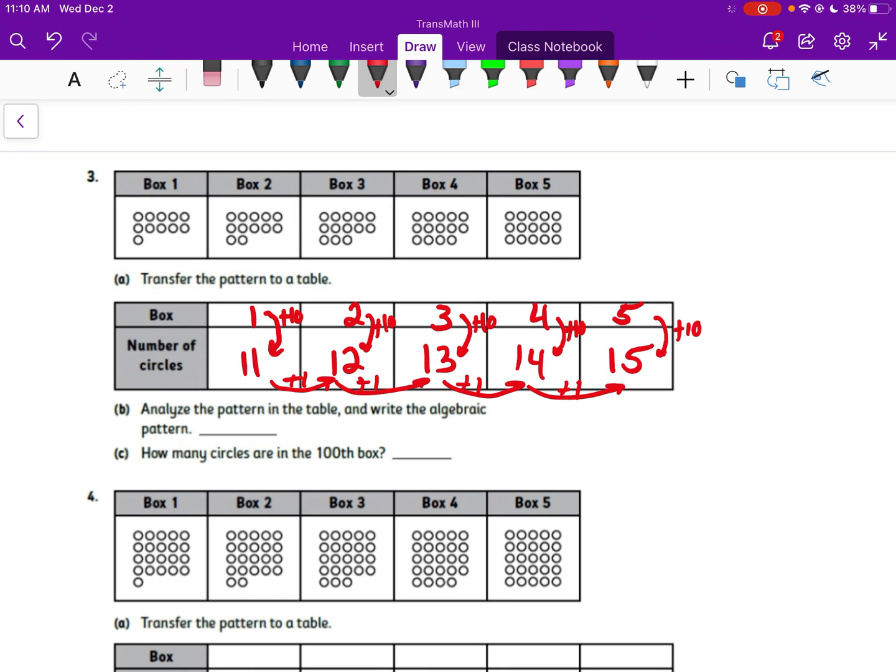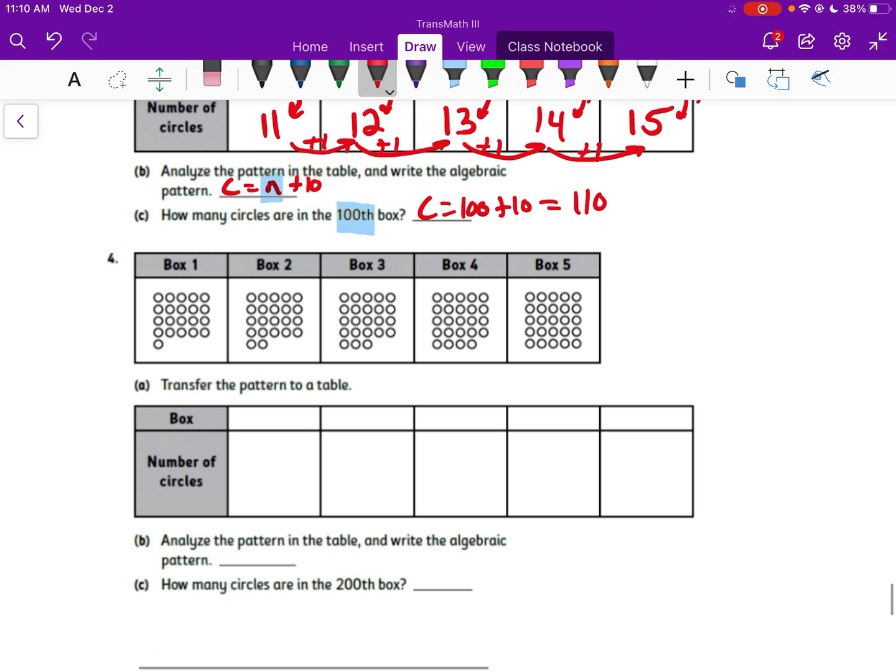So in this case, the number of circles is equal to the box number plus 10. For part C now, it says how many circles are in the 100th box. So we're taking n, that's representing the box number. We're saying the 100th box, so we're going to replace n with 100 plus 10 to give us 110 circles. So the 100th box will have 110 circles.